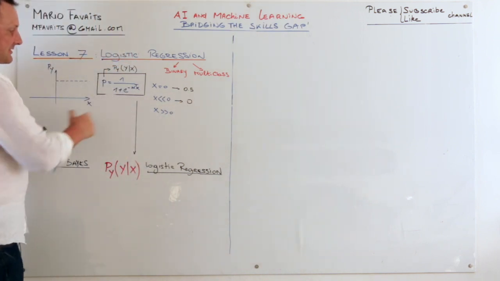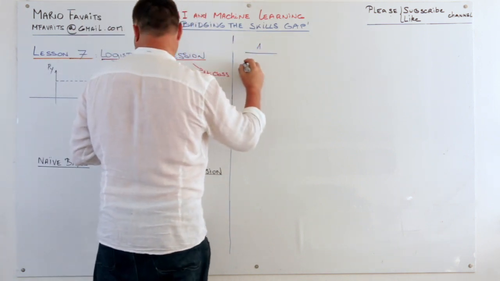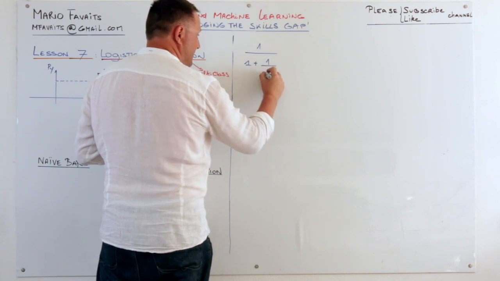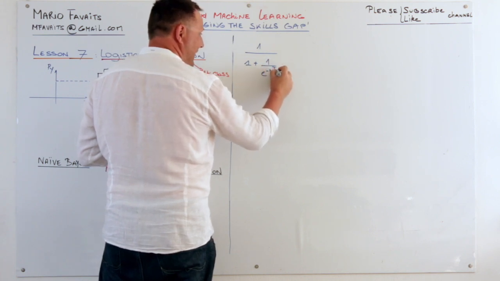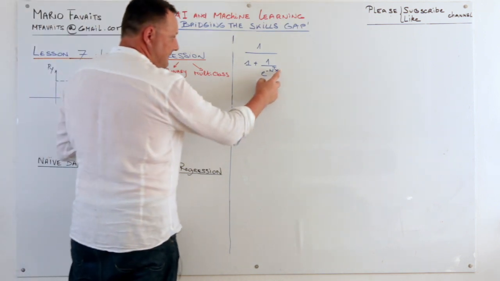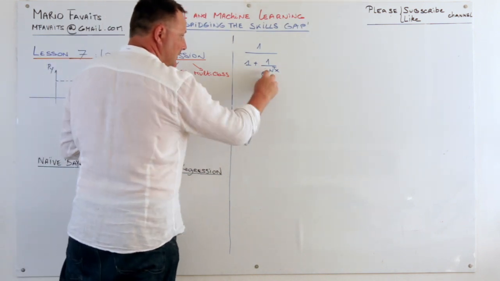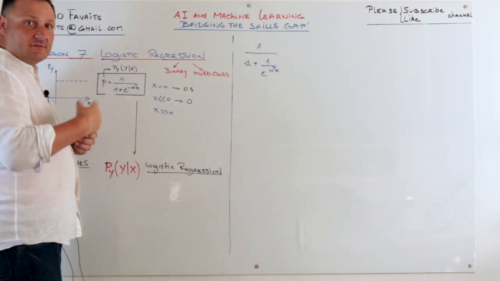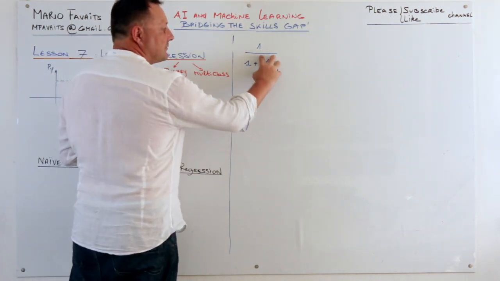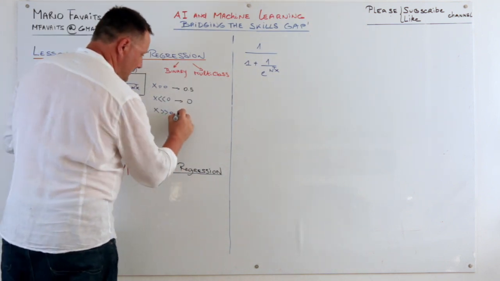Now if x is positive, let's see what happens. You have this formula here, 1 plus e to the minus w transpose x. So in this case, this stays negative. This is positive, because I brought it to the denominator. Now if this is going really big, this will become 0, and 1 divided by 1 is 1.